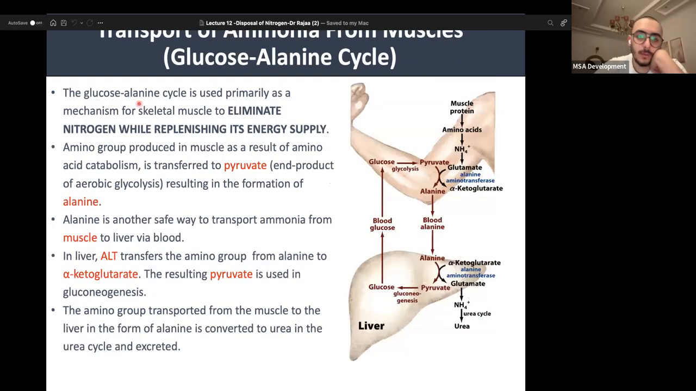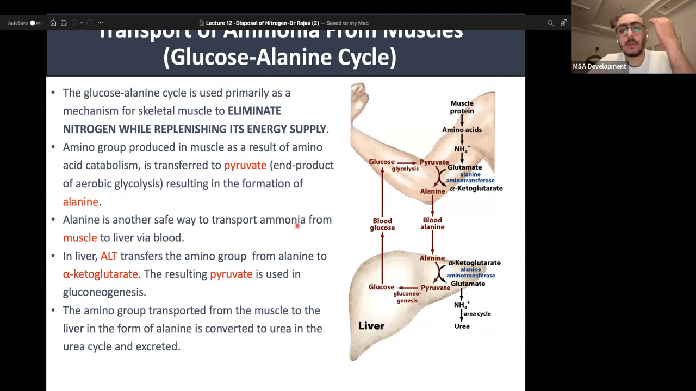Again, he's saying the glucose alanine cycle is used primarily as a mechanism for skeletal muscle to eliminate nitrogen while replenishing its energy supply. Makes sense, yeah? Takes the amino acid, takes out the energy of it in the form of pyruvate or oxaloacetate, or generically called alpha keto acid. Then the nitrogen will just be excreted through urea. Pyruvate, he's just saying it's pyruvate with alanine. Remember, ALT reaction has pyruvate and the AST reaction has oxaloacetate.